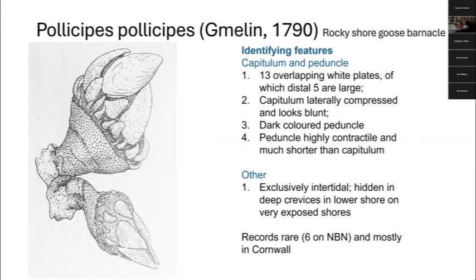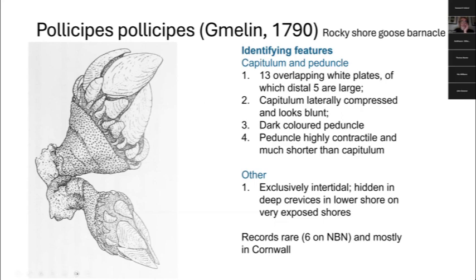This is another species. This is the Pollicipes, or the rocky shore goose barnacle. So this is native as well, barely. It's barely native. And as you can see, although broadly speaking it has similar structures to the previous one, Scalpellum, the subtidal one, it looks completely different.